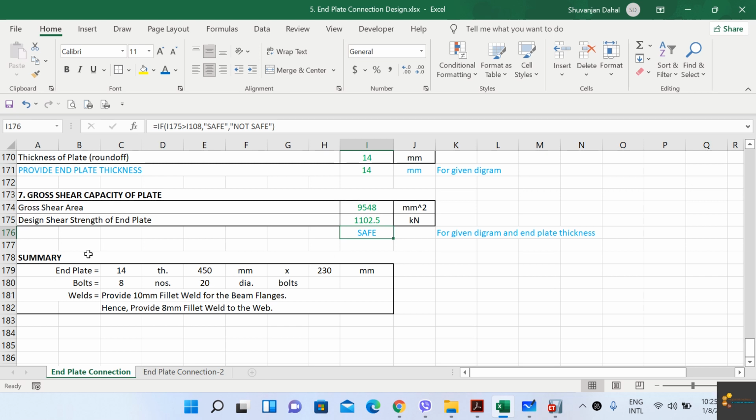Now finally, this is the summary of our design. We will use 14 mm thick end plate of size 450 mm by 230 mm. We will be using 8 number of 20 mm dia bolts, and then we will provide 10 mm fillet weld for the beam flanges and 8 mm fillet weld to the web. So this is how you design the end plate connection. Besides end plate connection, you may also design other different types of seating connections. But generally, this is the common type of connection that will be used to connect beams and columns.